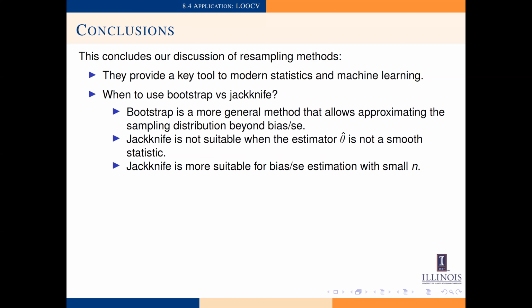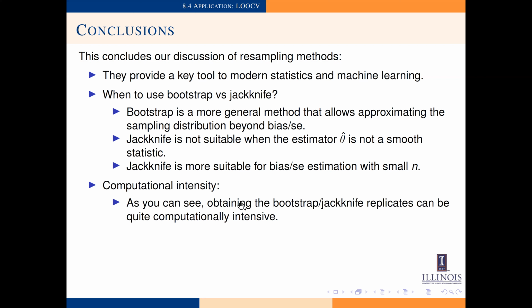Jackknife tends to be more suitable for bias or standard error estimation when your n is small. So when you don't have a lot of data and your data set is quite small, and if theta hat is indeed a smooth statistic, and you're interested in the bias and SE, then maybe you can use Jackknife.